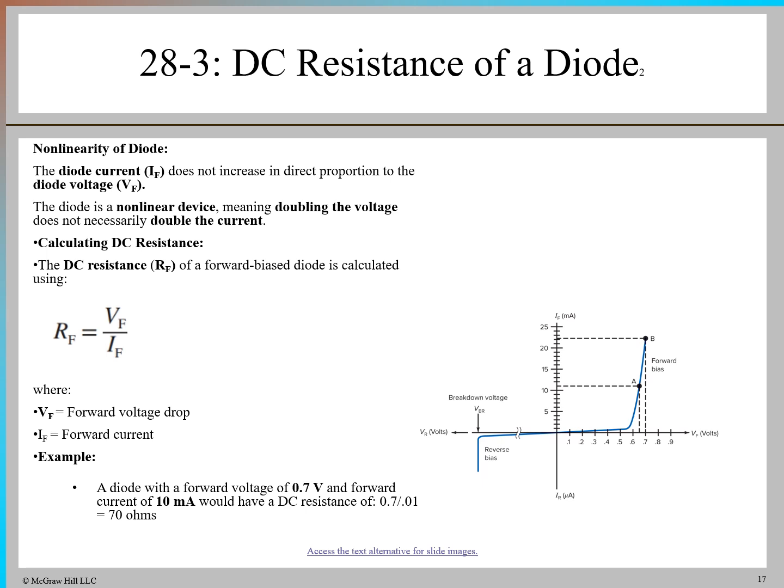The DC resistance of a forward bias diode is calculated using the formula R sub F is equal to V sub F divided by I sub F, where V sub F is the forward voltage drop and I sub F is the forward current. For example, if the diode has a forward voltage of 0.7 volts and a forward current of 10 milliamps, its DC resistance would be around 70 ohms.